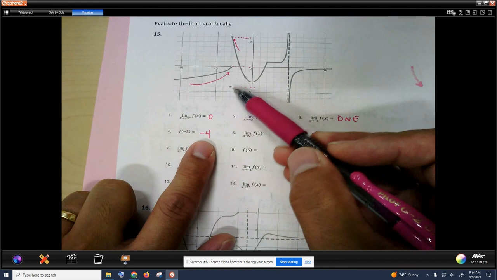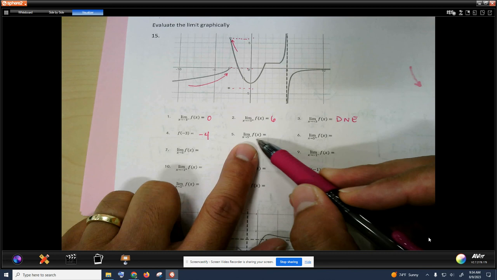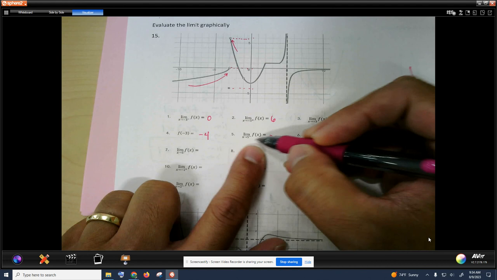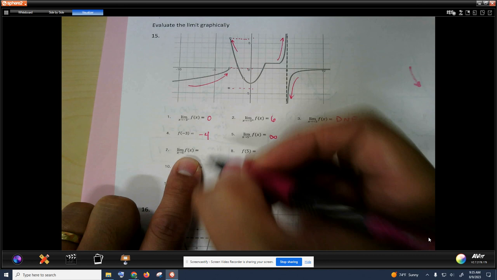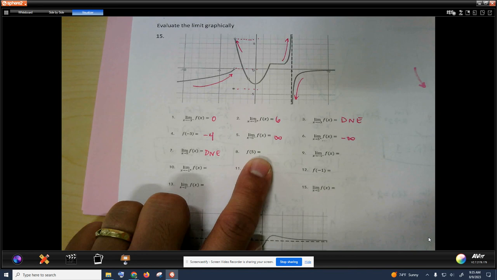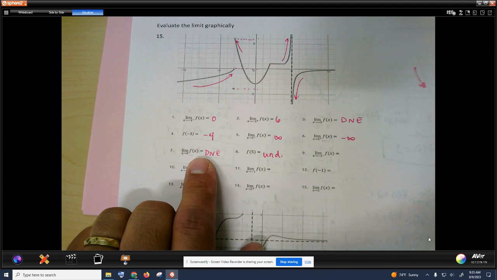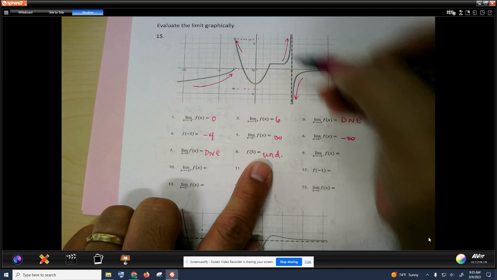Okay, so other situations. Now we're interested in going to 5 from the left. So 1, 2, 3, 4, 5. From the left, I can already tell it's going up forever. From the right, down forever. So the limit does not exist. Now, what's the value at 5? Undefined. We don't have a y value. Undefined is different from does not exist. Does not exist is a limit concept. Undefined is just that you were never allowed to use x equals 5 because it's not there.